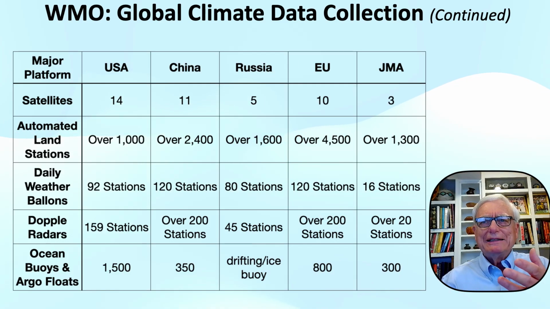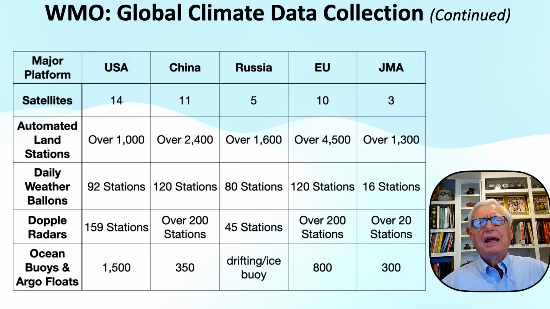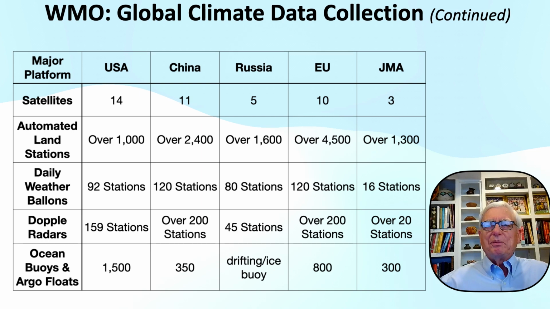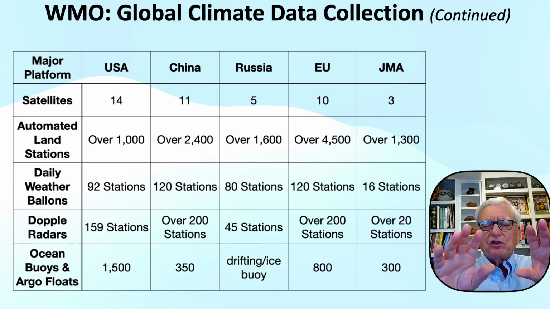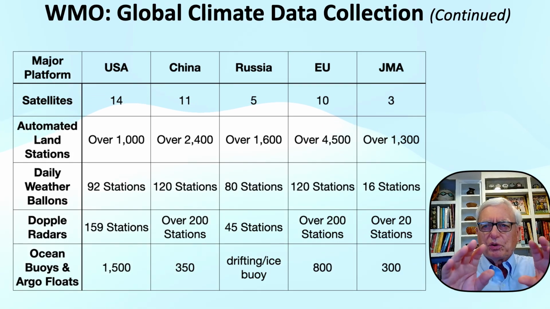So here's another slide. I think this is interesting when you look at it because it just shows you the level of global cooperation between the superpowers in terms of what's going on here. If you take a look at satellites, you have 14 United States satellites, 11 Chinese, 5 Russian, 10 from the European Union, 3 from Japan. There are other ones. They all transmit information into the same network. They all work together.